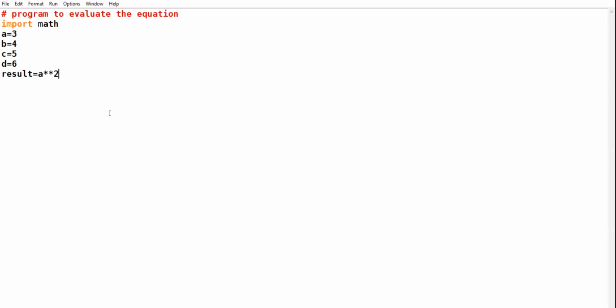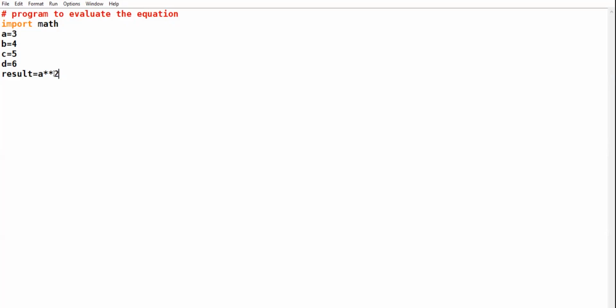A raised to power 2. Remember, this is the power symbol. You can take the power function here. You can write like this also: A raised to power 2. A single asterisk means multiply. A double asterisk means power. Am I clear, 11th class? Single asterisk symbol means multiply. Double asterisk symbol means power.